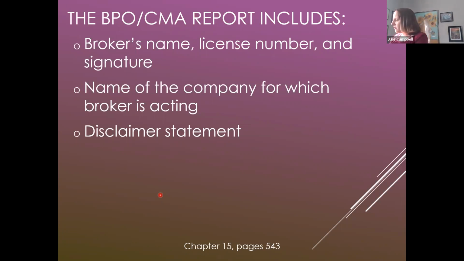My digital users, we are still under that BPO CMA. I think we're near the end of that section. So my digital users, if you want to go down to the bottom, it might be easier to come up just a little bit. But 543, our disclaimer statement says, this opinion is not an appraisal. The market value may not be used in lieu of an appraisal. If an appraisal is desired, the services of a licensed or certified appraiser shall be obtained.